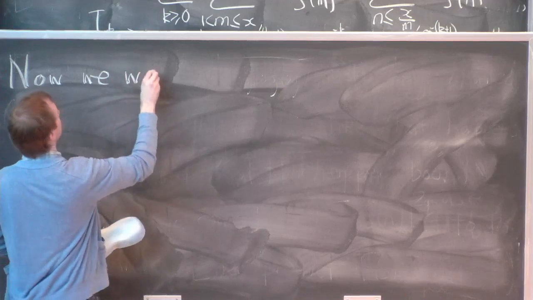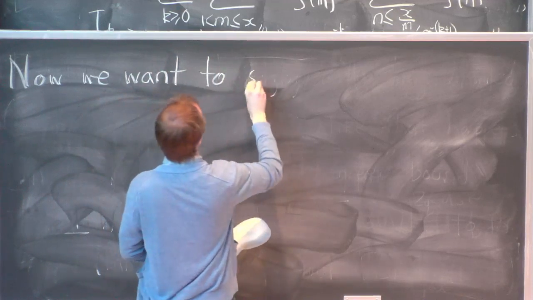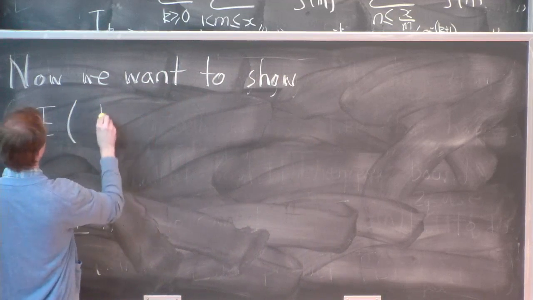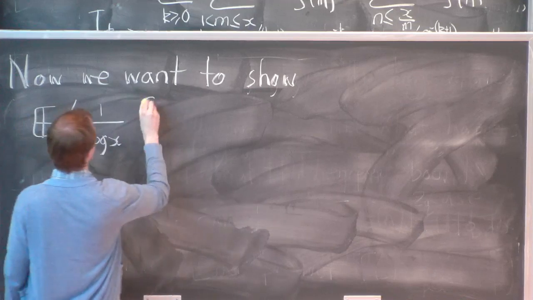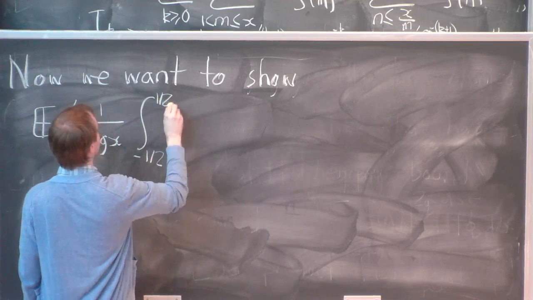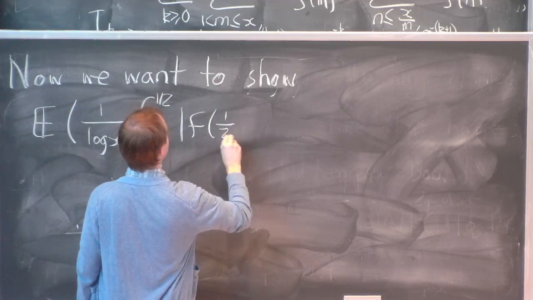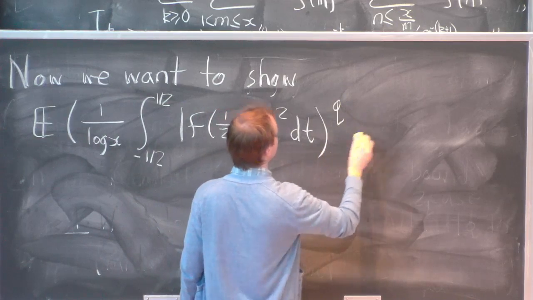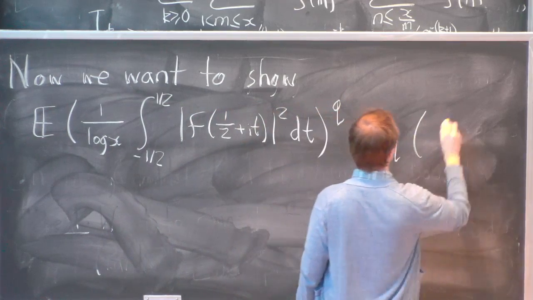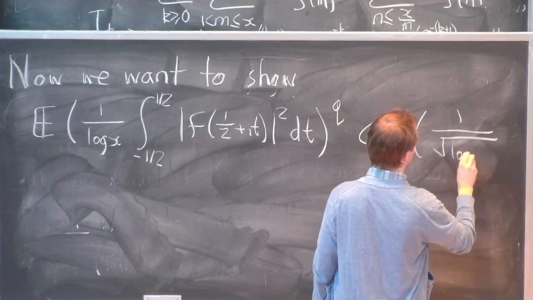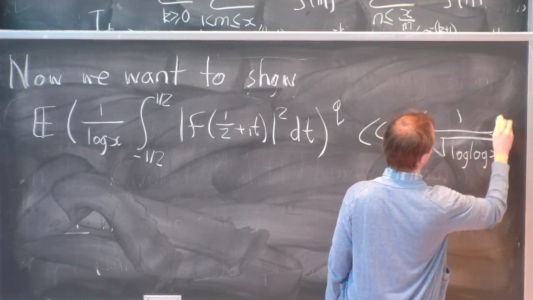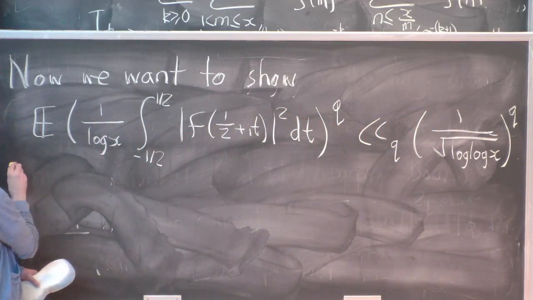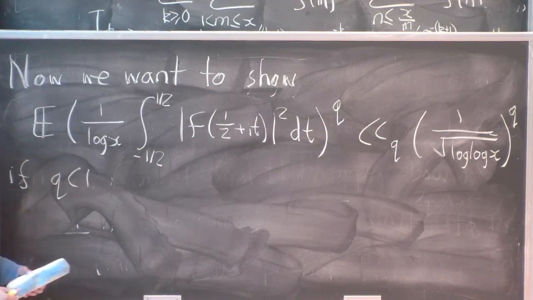So now, to prove the upper bound in the theorem, what we want to show is that the expectation of (1 over log x, integral from -1/2 to 1/2, of |f(1/2 + it)|^2 dt) to the q is less than (1 over root log x) to the q, if q is strictly less than 1.